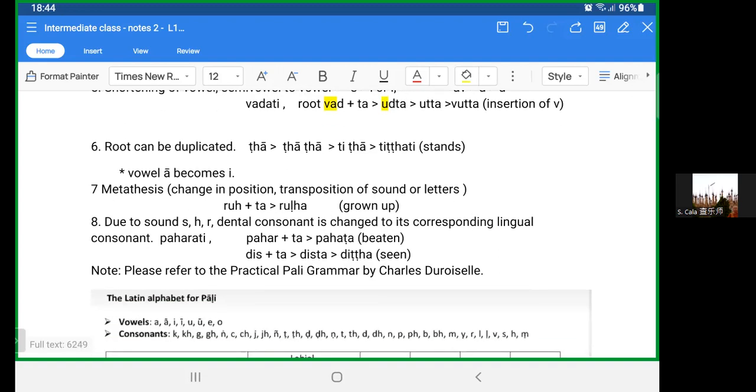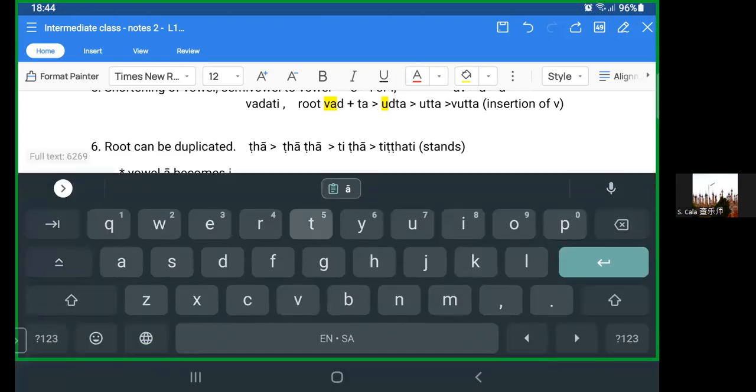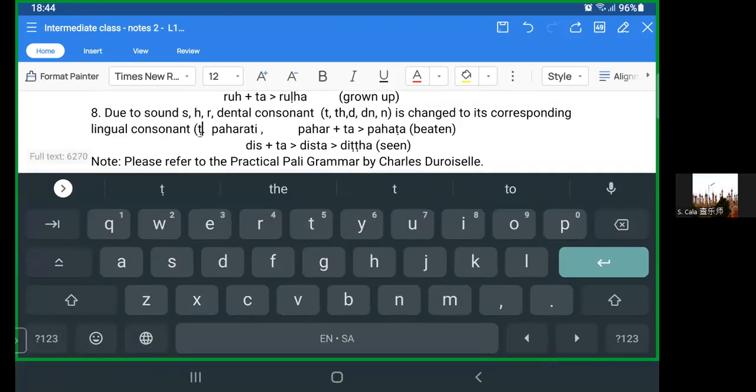Okay. Now, next one, you can see in this lesson 15. Sound like SHR, the dental consonant is changed to a corresponding lingual consonant, right? For example, you know the dental, right? What is dental? Dental means those to do with ta, tha, da, dha, na, okay? Then it changes to its corresponding. For example, T will change to T dot, right? T dot. Then you have the D, D dot, and then DH, DH dot. Then finally you got the N dot.